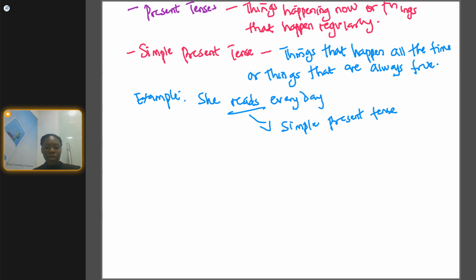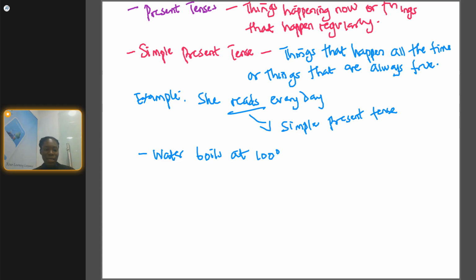All right. We have another example like water boils at 100 degrees. I'm not a scientist, but we can use this as an example. So we can say water boils at 100 degrees. I hope I'm writing it correctly. So water boils at 100 degrees.